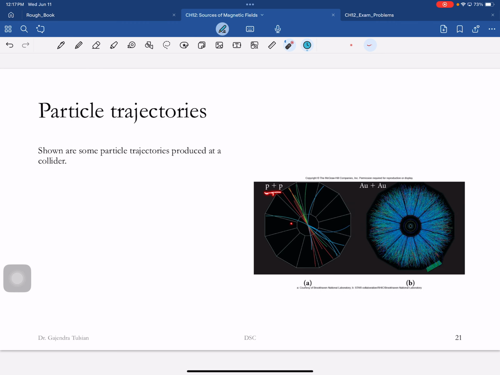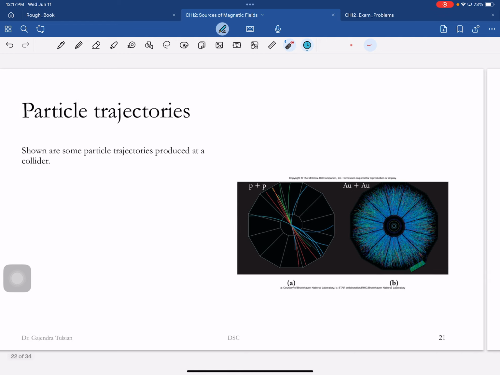So here's a proton-proton collision. Here's a gold-gold nucleus collision. That's a mess. But they track every particle. And nowadays they get so much data, I think they're able to analyze only 1 or 2% of the data. Something like that.